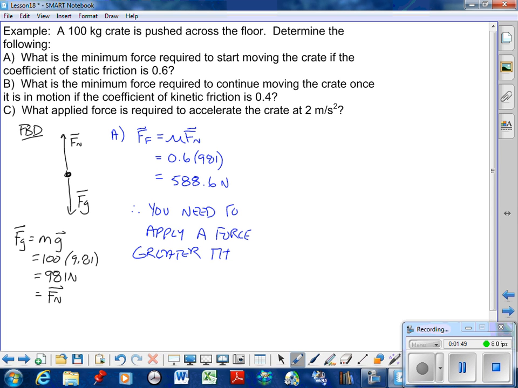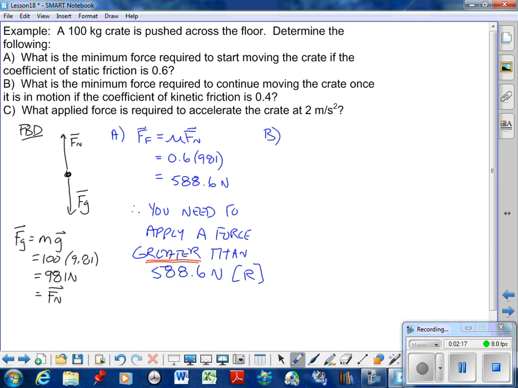than 588.6. Okay, very careful with the wording here. Because if it's equal, if you only push with 588.6, you're not going to move it. Okay, that's the frictional force. If forces are equal, no motion occurs. It would keep its current state. So you need to make sure you add the word more or greater into your therefore statement.